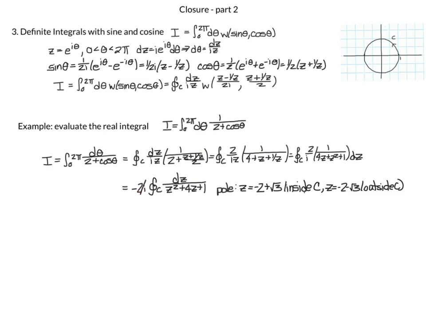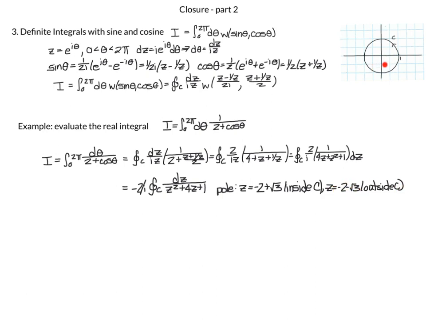I don't know if that makes sense. And then I'm left with dz over z squared plus 4z plus 1. So our poles, if we use the quadratic equation, are z equals minus 2 plus square root of 3, that's inside of C. And then we have another pole, z equals minus 2 minus square root of 3.